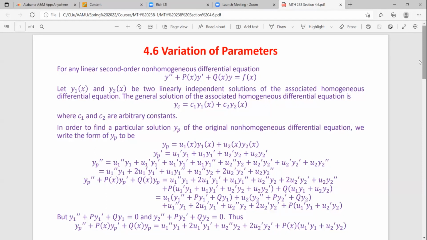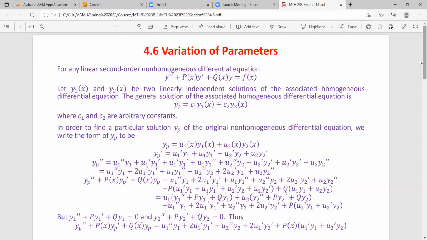So the whole thing just becomes u1 times (y1 double prime plus py1 prime plus qy1) plus u2 times (y2 double prime plus py2 prime plus qy2) plus u1 double prime y1 plus 2u1 prime y1 prime plus u2 double prime y2 plus 2u2 prime y2 prime plus p times (u1 prime y1 plus u2 prime y2). Okay. So we also factor out p from some other terms at the end.